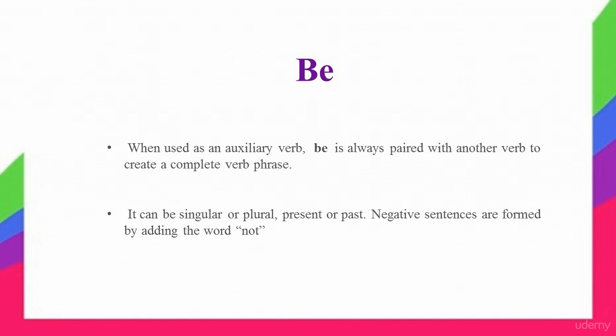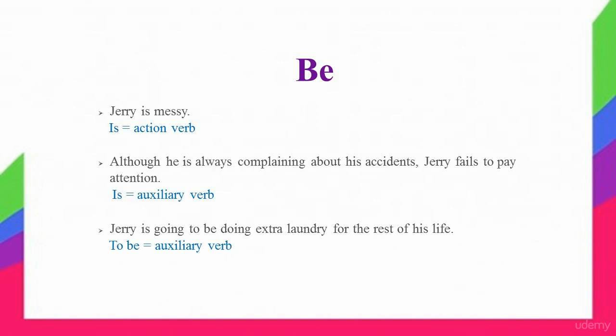When used as an auxiliary verb, be is always paired with another verb to create a complete verb phrase. It can be singular or plural, present or past. Negative sentences are formed by adding the word not. Jerry is messy. Is an action verb here.